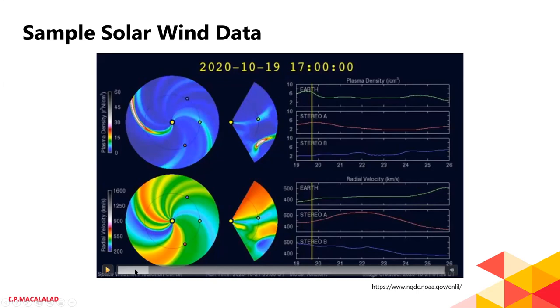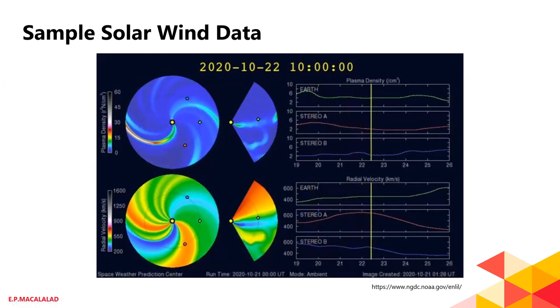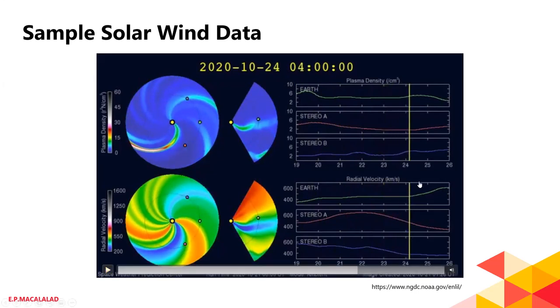Now if you play this, you will notice that this solar wind will pass by the Earth somewhere at the 24th. So we expect today that the solar wind velocity will be high. It will start to increase, but the density will start to decrease. Let's play it like that. On October 24, today, this high-stream solar wind will start to hit the Earth, so this is where we can expect a high solar wind.